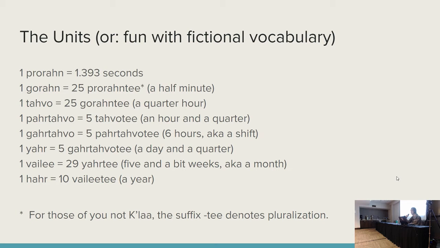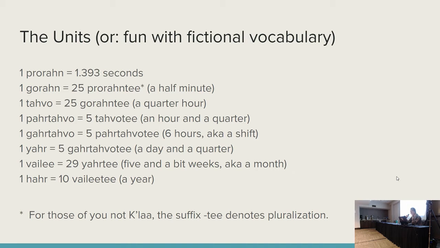So 25 per T gives you a Gorayan, it's roughly half a minute. 25 of those gives you a Tavo, which is a quarter hour. Par Tavo is roughly an hour and a quarter. 5 of those gives you Gartavo. So it's about 6 hours, and since there's no real equivalent in our time system, we were calling this a shift during development, because remembering all these words is a bit of a pain, let's be honest.